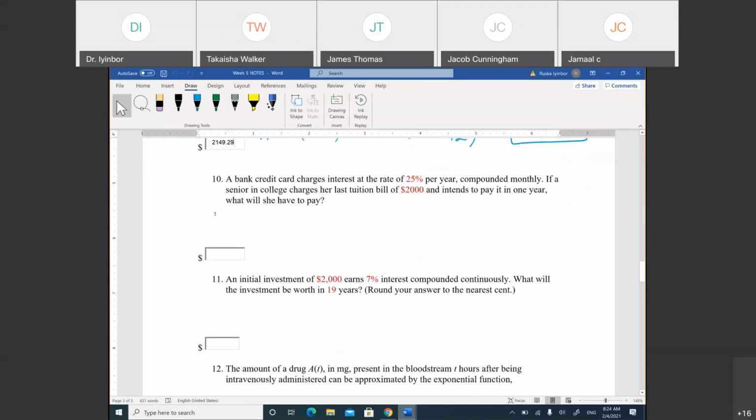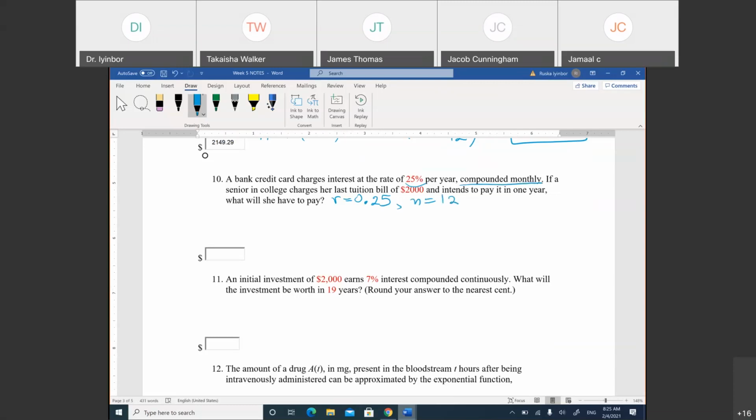Number 10. The same way. So here you have a bank credit card that charges interest of 25%. See, the rate is different. It's not 3% or 9%, it's 25. So that's my rate. What is it in decimal form? 25%. 0.25, that's good. And then per year compound monthly. So monthly, what is N?